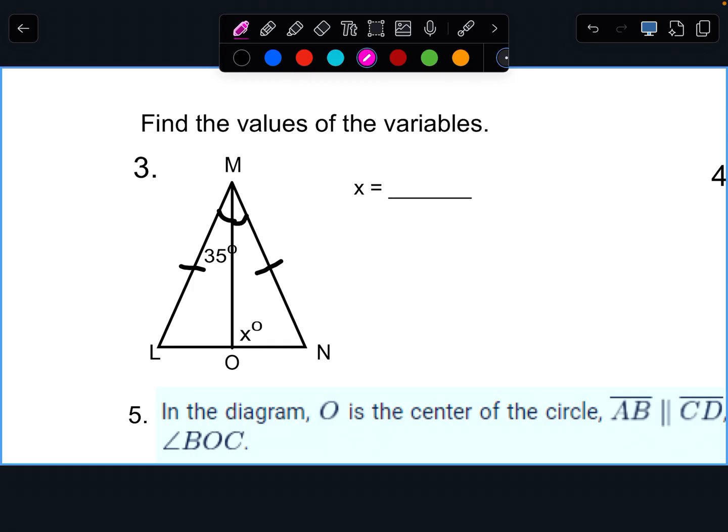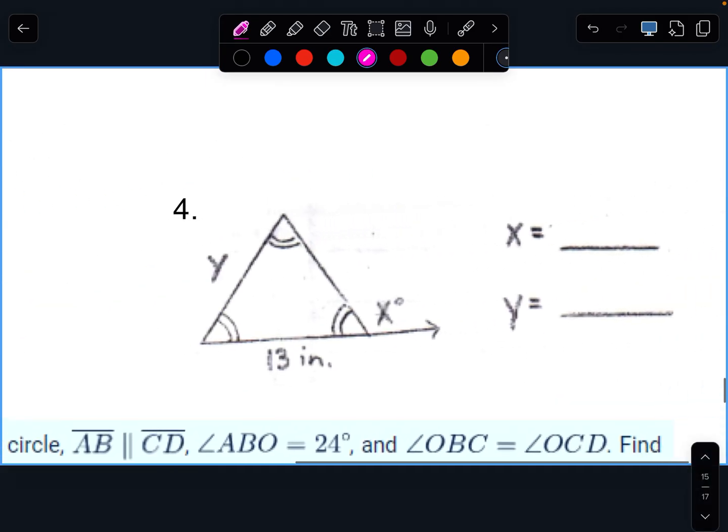All right. Number 3. Do you know the answer? Yes. 90. Yeah, this is a theorem. So if these are the same and these are equal, this is 90. Box it up. Okay. All right, that was fun.